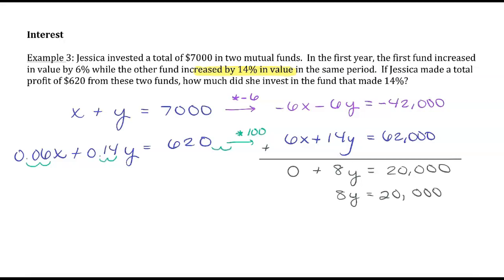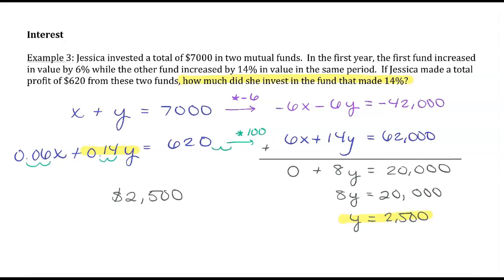Now we can solve for y. Dividing both sides by 8, we find that y is equal to $2,500. Let's revisit the question and see what we needed to find. The final question in this problem is how much did she invest in the fund that made 14%? Y was our variable that represented the amount of money that earned 14% in that second fund, and that's exactly the variable that we have found here. So the answer is that she put $2,500 into the fund that earned 14%. Notice that that means that she put $4,500 into the fund that made 6%.